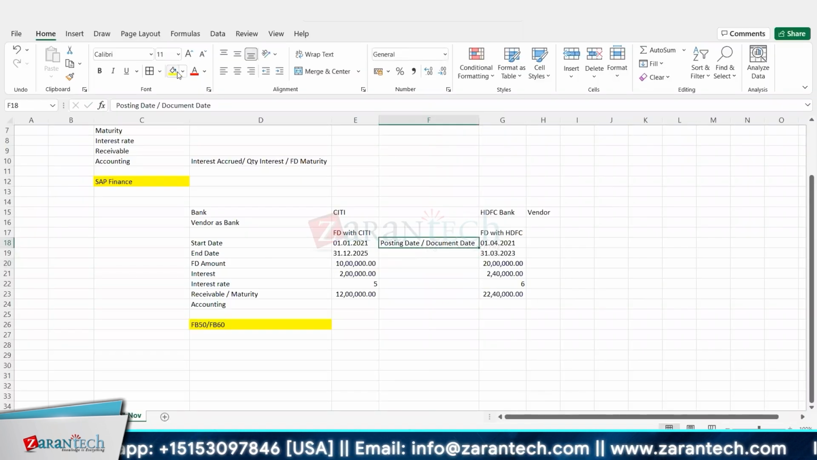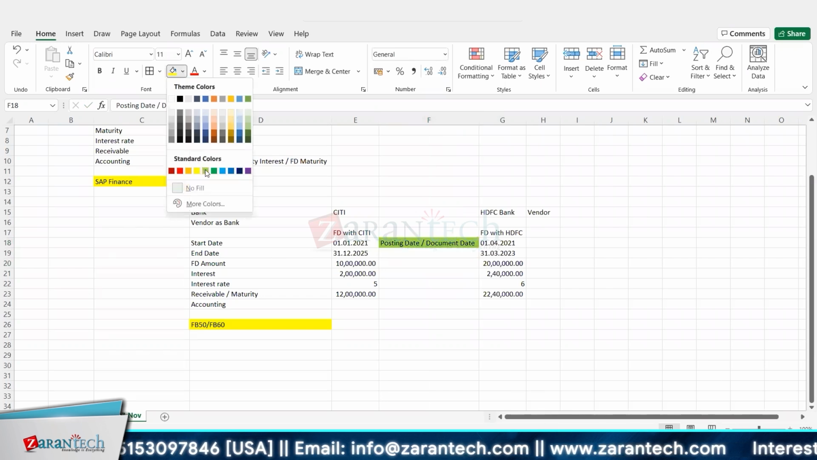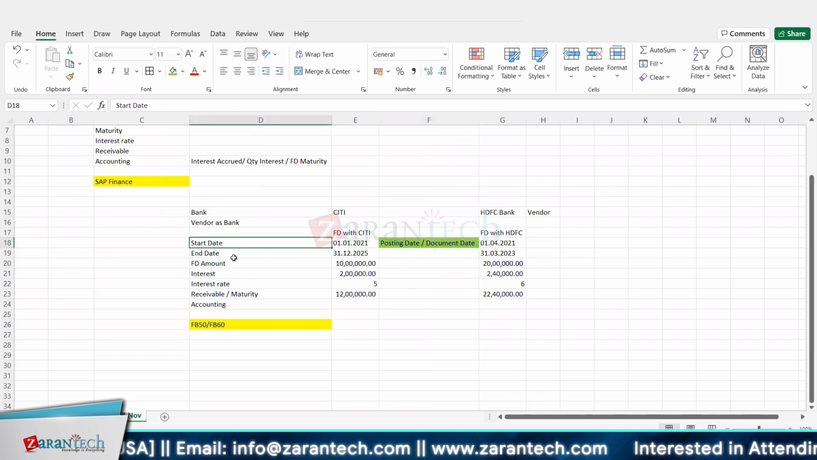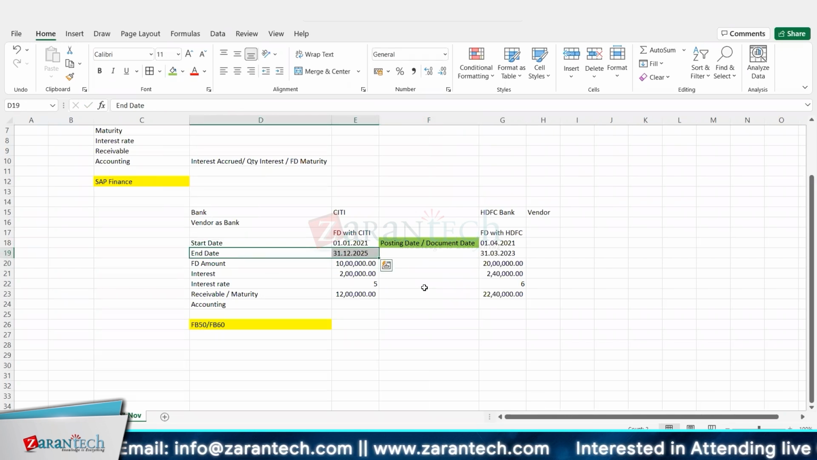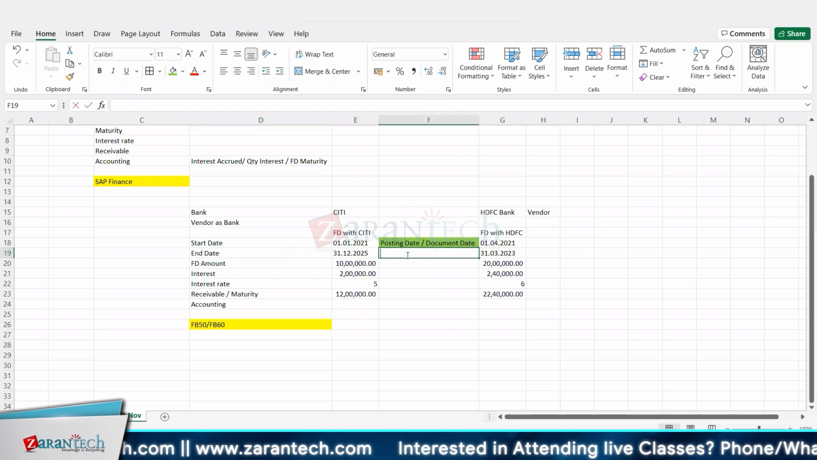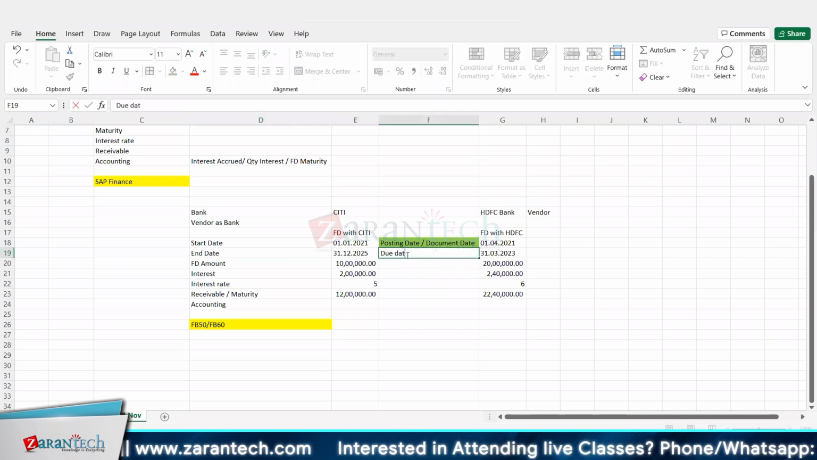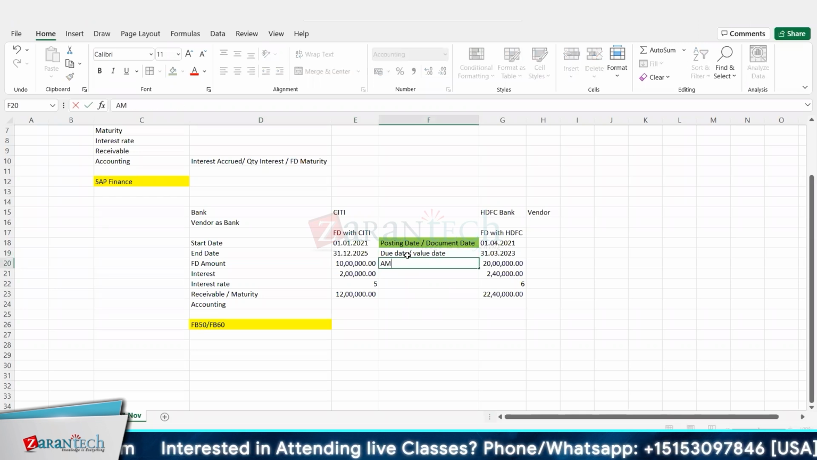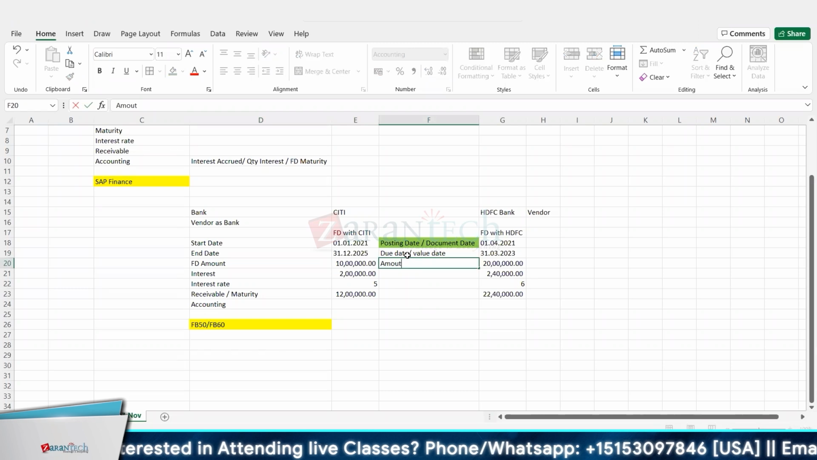I do agree. I can use this posting date or document date to maintain the start date. What about the end date? Would you be able to maintain this? So, like a due date or something. Yes, so due date or value date, somewhere you would be able to maintain this information. FD amount, this is the amount you can maintain.